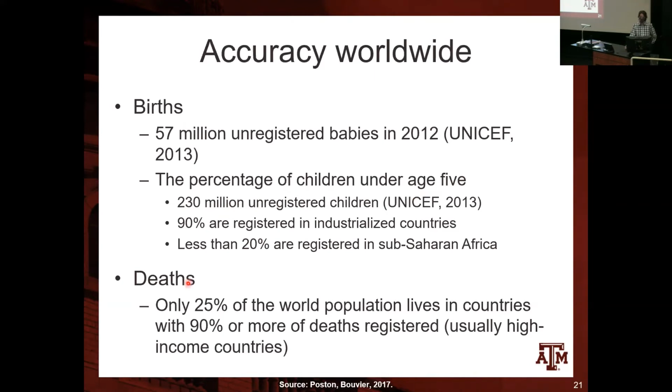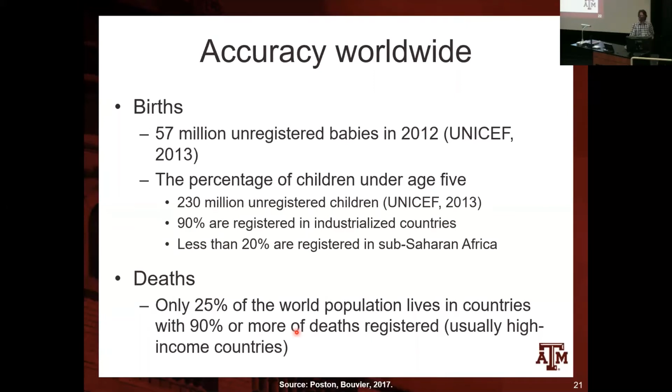Only 25% of the world population lives in countries with 90% or more of deaths registered, and usually exactly high-income countries. But only 25% of the world population lives in countries where at least 90% of the deaths are reported to the government. All the other 75% of the world population live in countries with really under-enumeration of death. And I've shown that accuracy of death information is really low in several countries in the world.